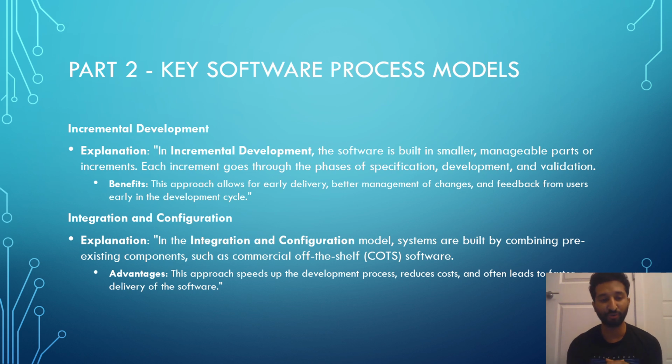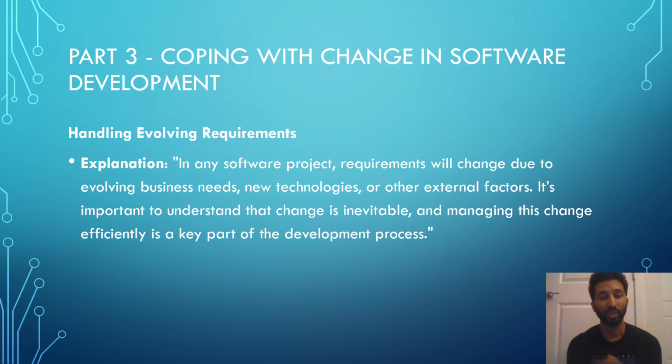Integration and configuration explanation. In the integration and configuration model, systems are built by combining pre-existing components, such as commercial off-the-shelf COTS software. The advantages: this approach speeds up the development process and reduces cost. Okay, here we go to coping with changes in software development.